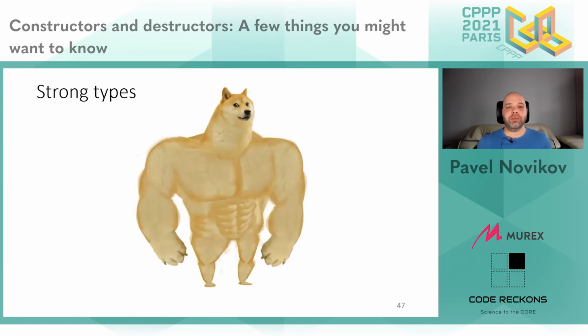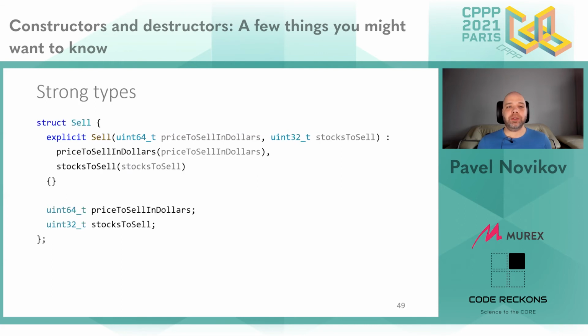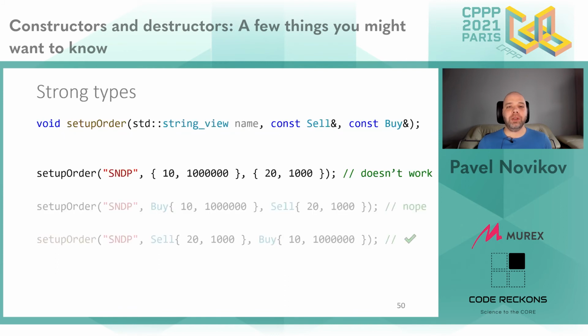So yeah, refactoring. Enter strong types. What we wanted to do is to add an explicit constructor that receives multiple parameters, in this case, price to buy and sum to spend. And for selling parameters, we want to do the same. We want an explicit constructor that receives price to sell and number of stocks. And so if we try to do the same as we did before, it will not work because the constructors are explicit and they will not allow you to construct objects without specifying the type.